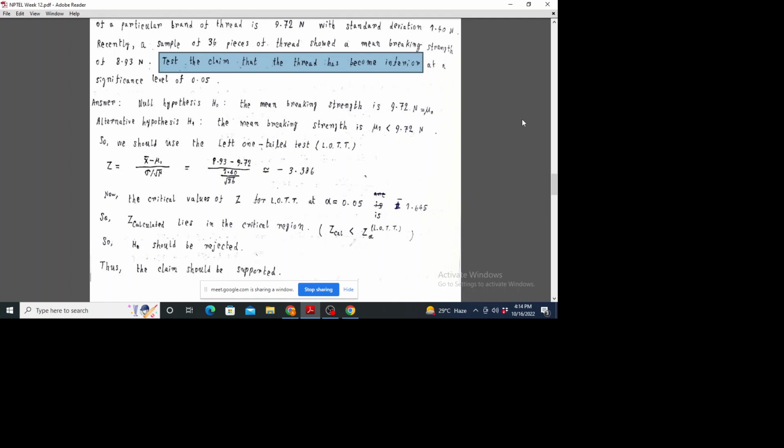Similarly, you could have taken the alternative hypothesis that the mean strength is not equal to 9.72. It could have been either greater than or less than, you don't care, but you care only about the inequality from 9.72. That will also not give you any advantage to claim whether the thread has become inferior or not. Only this hypothesis will give you the advantage. So we will have to choose accordingly.